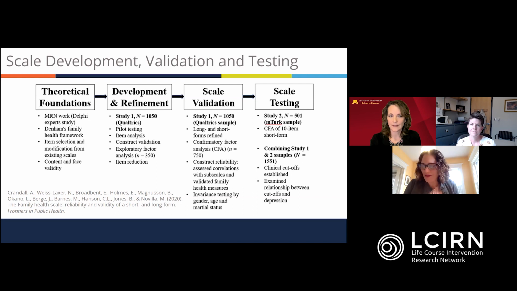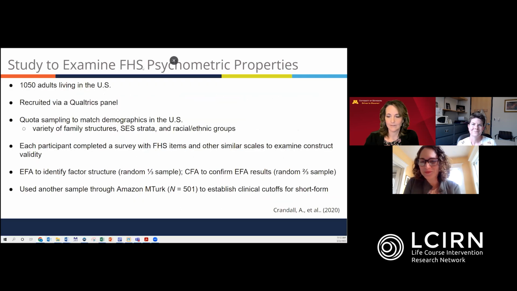So this slide depicts some of that work, the history and trajectory of development, validation, and testing. And Ali will take it away in terms of how that work has been applied. But we started with 2 nationally representative samples to create that testing, and the ultimate product of this work was both a long and a short version of the family health scale, which is now being used in intervention work, observational work, as well as practically in clinic settings. Now I will pass it over to Ali.